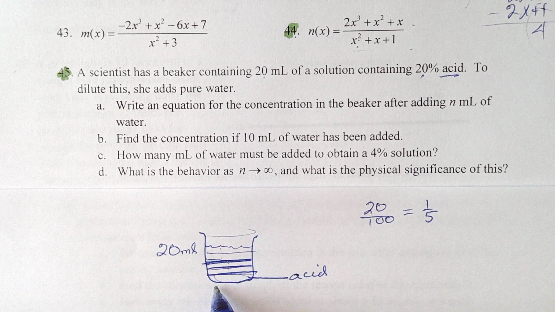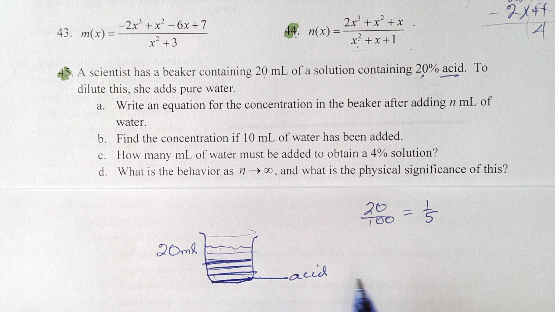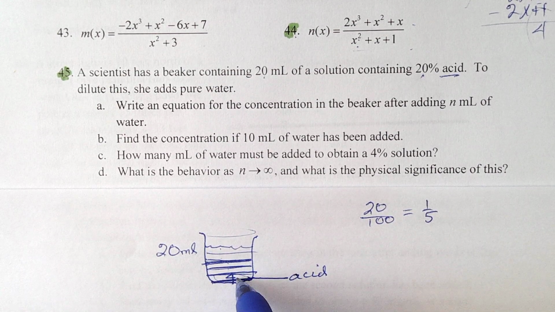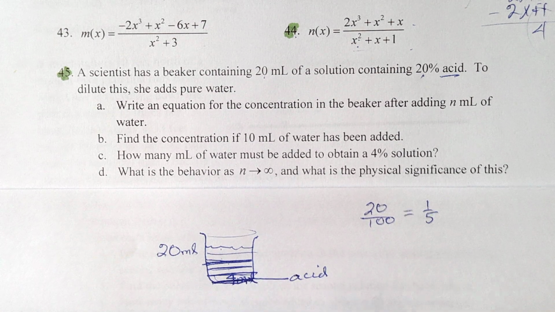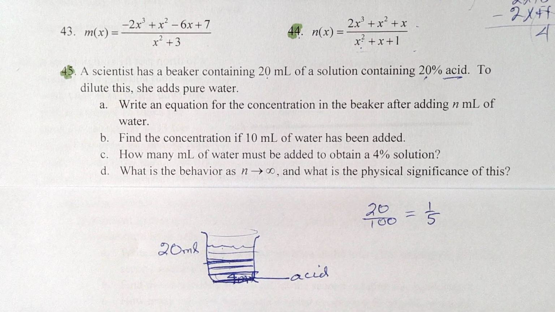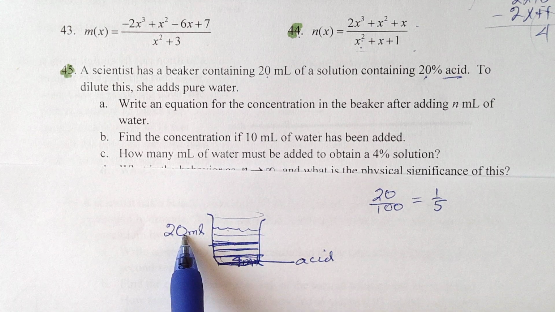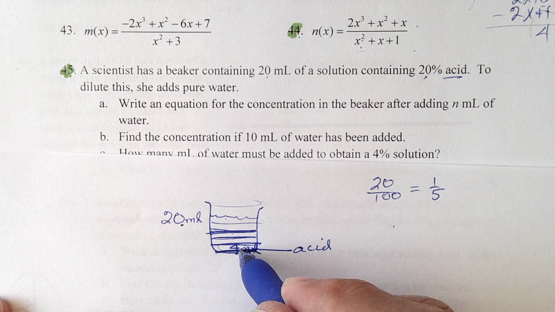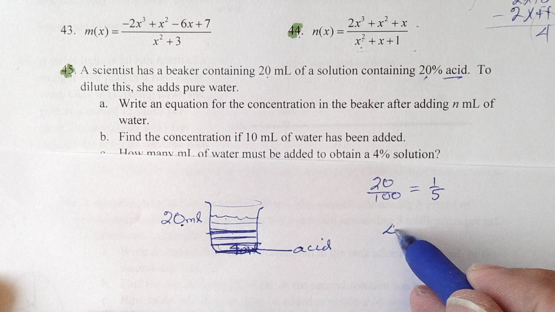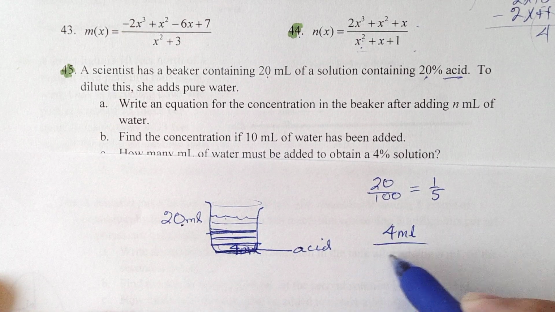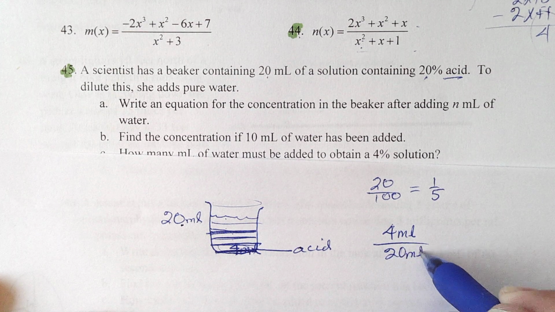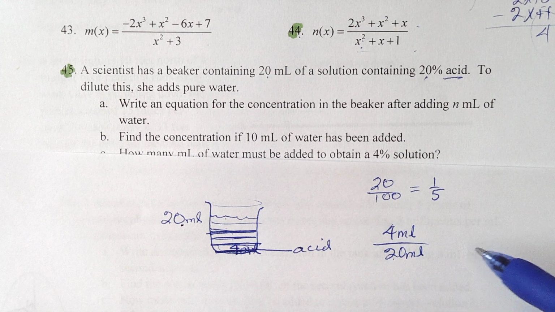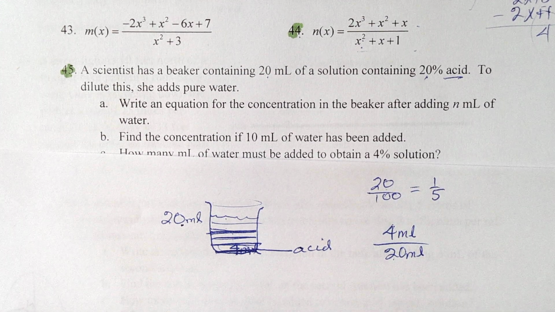Now, of course, they're mixed, but we're going to imagine it separated. And so 1/5 of 20 is 4. So there's 4 milliliters of acid in 20 milliliters of water. So if you wanted to figure out the percentage acid, we'd do 4 milliliters divided by 20 milliliters, and 4 divided by 20 is 0.2, or 20%.